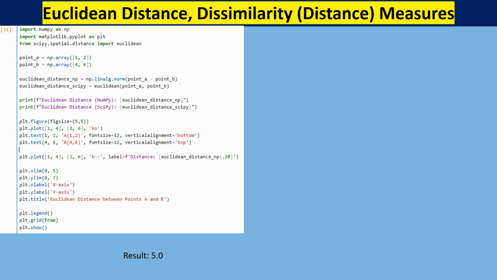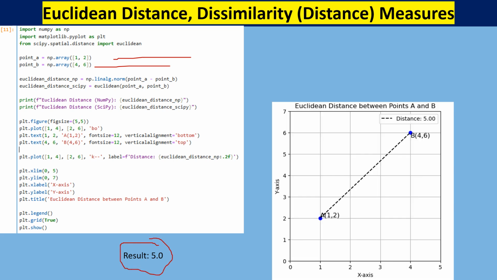So we have a point A in 2D space and a point B, and the result will be 5. How is this one? They start from 0, 1 and they go 5, 6 until 6. So the result is 5.